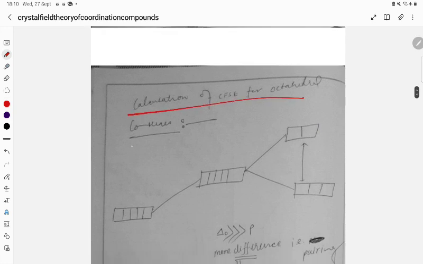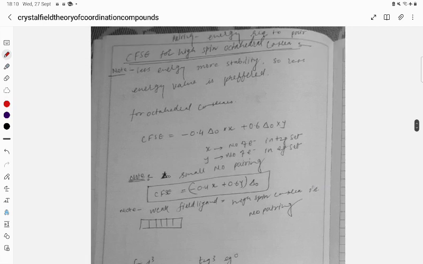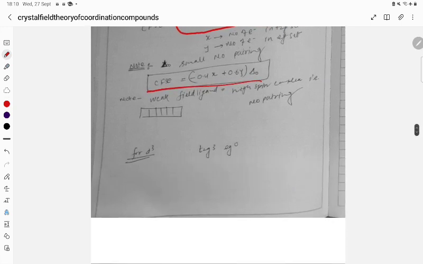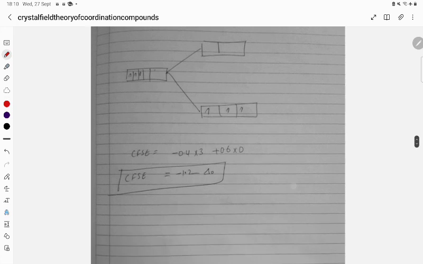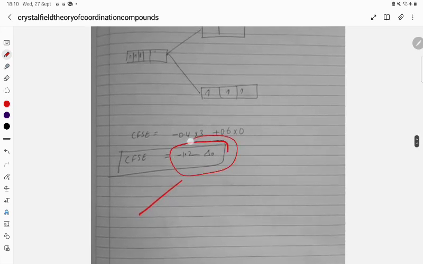Now the calculation of the CFSE for octahedral complexes, we will be able to do that, student. How can you calculate the CFSE for octahedral? It is delta naught times minus 0.4 into x plus 0.6 into y, where x and y are the electrons in T2g and Eg. For three electrons in T2g, the energy is minus 1.2 delta naught.